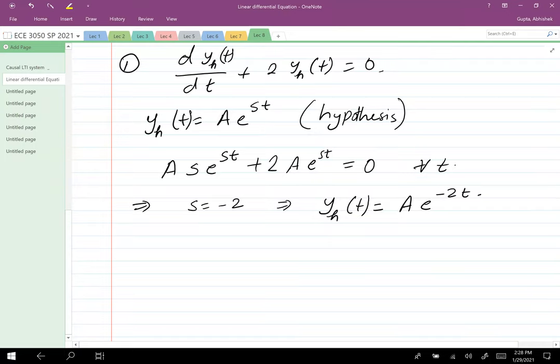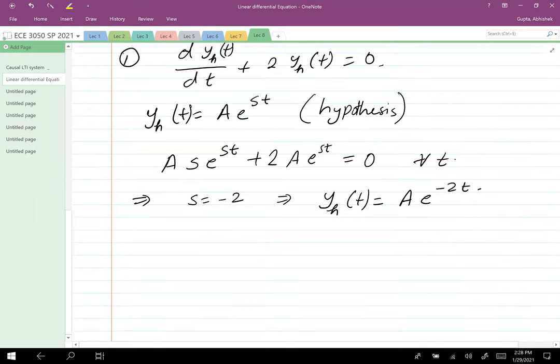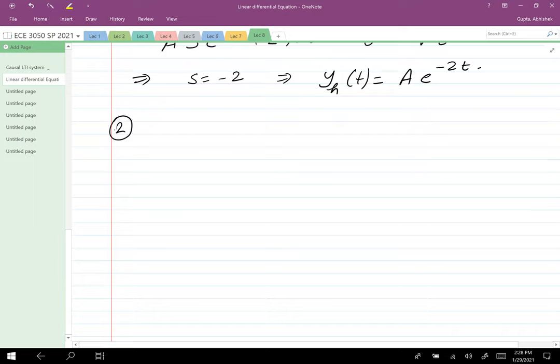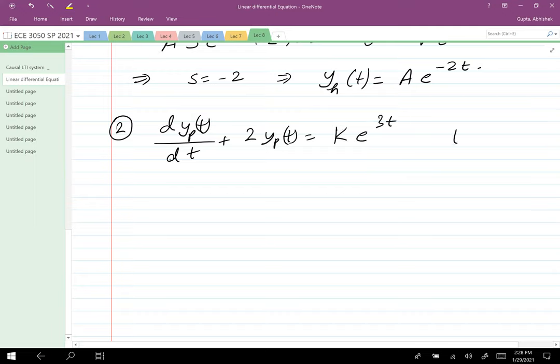So this is the way to compute the homogeneous solution. Now, let's look at how to compute the particular solution. So we want to compute the yp of t. Now, yp of t depends on the input. So I need to compute e raised to 3t. So this holds for t greater than or maybe equal to 0. It's fine. Okay. So the particular solution has to satisfy this particular expression. And the question now is, what should I do to compute the particular solution?